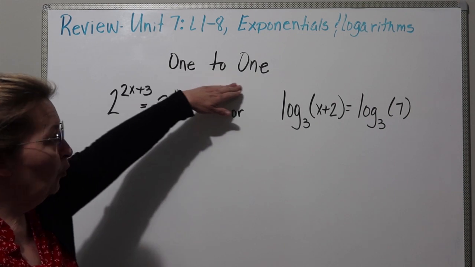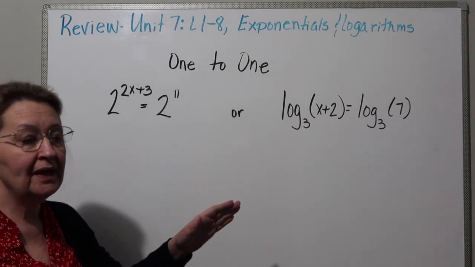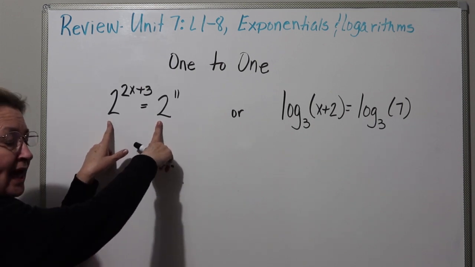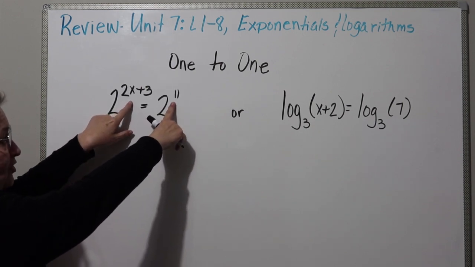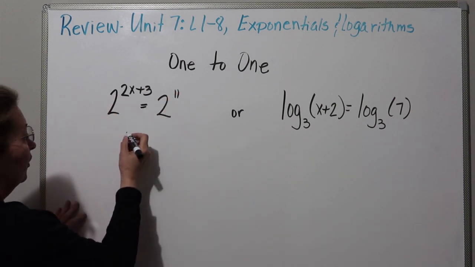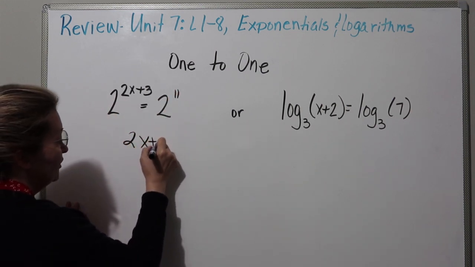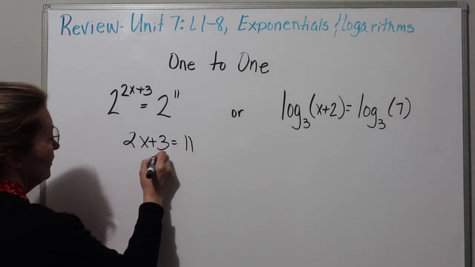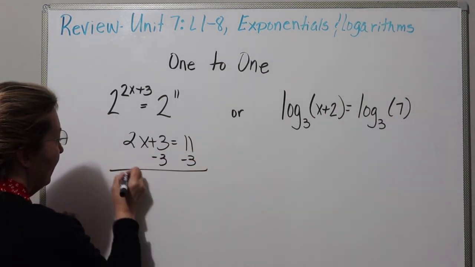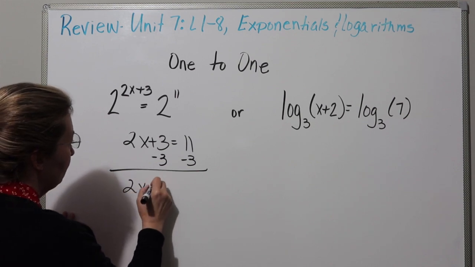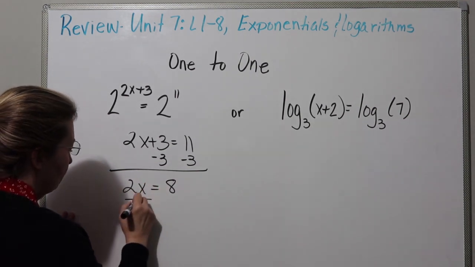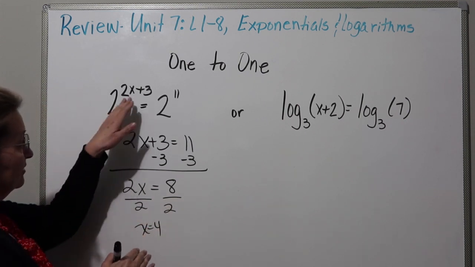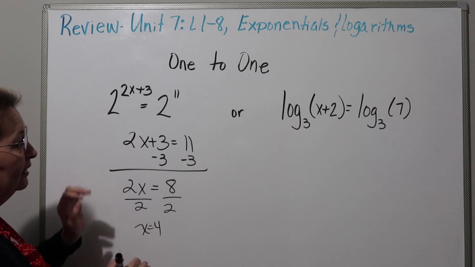Next, we had something called the one-to-one property, and that meant, as far as exponentials go, if you had bases that matched, then you could set your exponents equal to each other, 1 to 1. So this would be 2x plus 3 equals 11, and then you would just solve. Subtract 3 from each side, so you get 2x is equal to 8. Divide both sides by 2. So the answer to this one is that x is equal to 4, and you could check it.